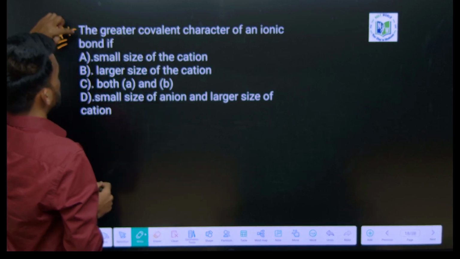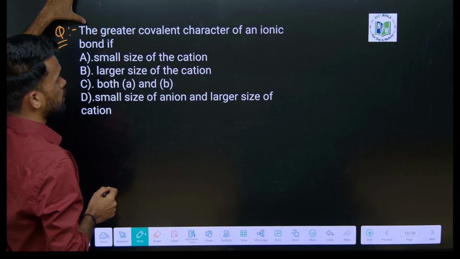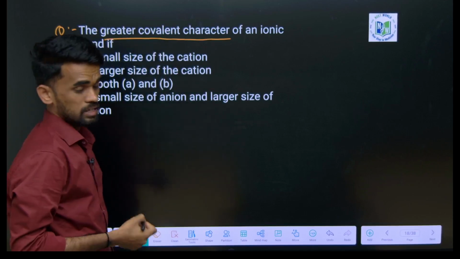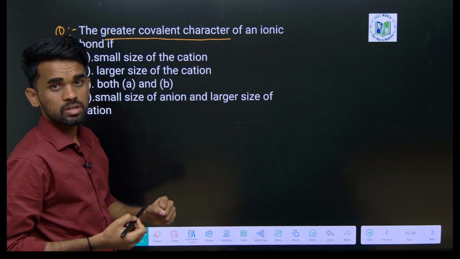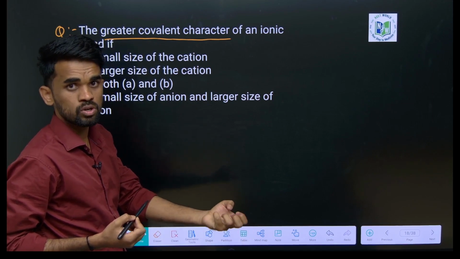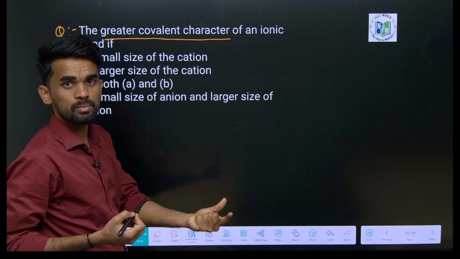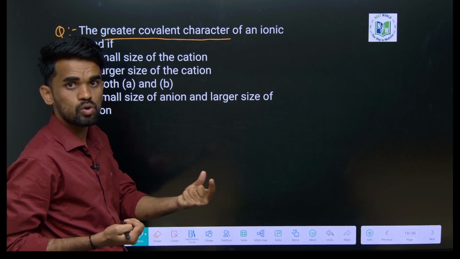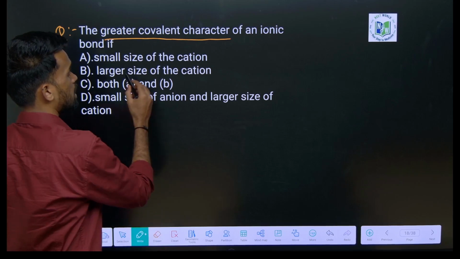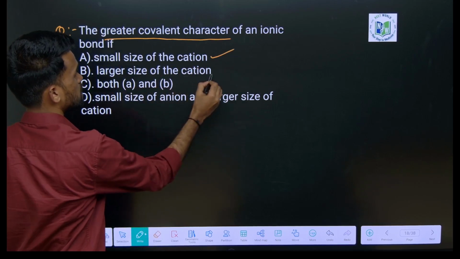See, the greater covalent character of an ionic bond, see what they are asking, greater covalent character. If we take some ionic compounds, how can we decide their covalent nature? Because we know there is no 100% ionic compound. Every ionic compound will have some covalent character. Therefore, how do we decide? Just now we discussed cation should be small in size, right? And larger size of anion, no.